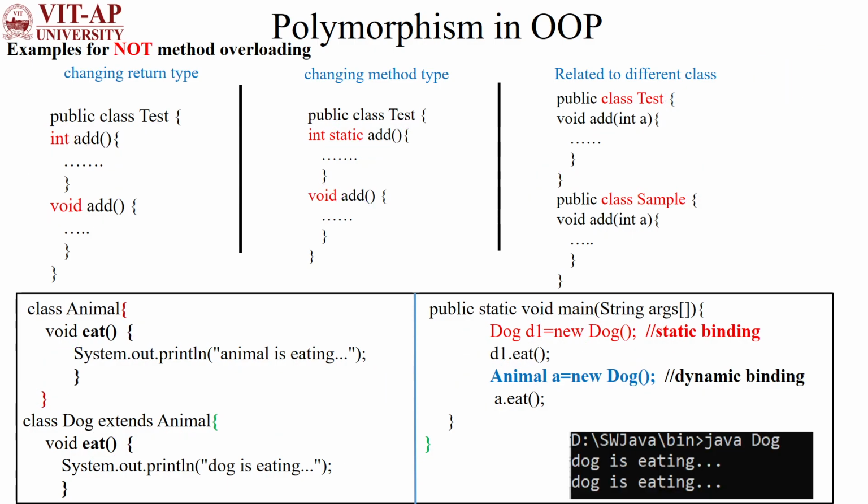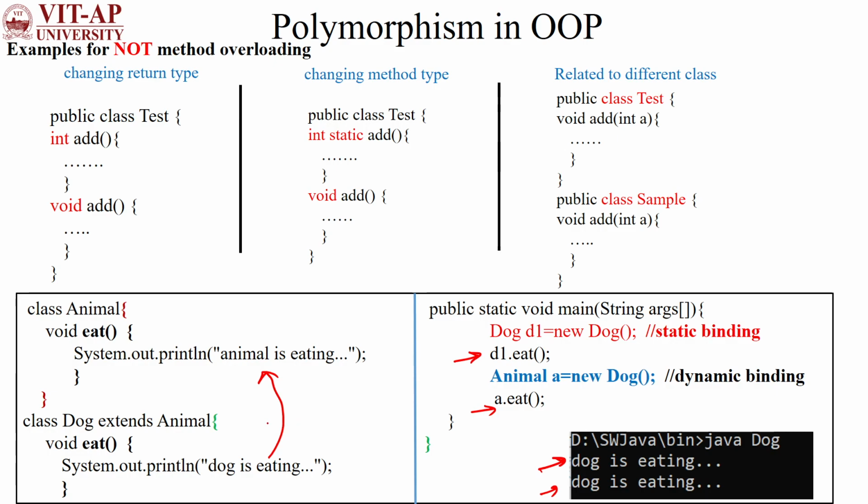The output of this program is "the dog is eating" for this particular d1 object method calling, and for the a dot eat method calling it is also "the dog is eating". That means this is overriding the parent class eat method. So this is the polymorphism implementation using the Java programming language.